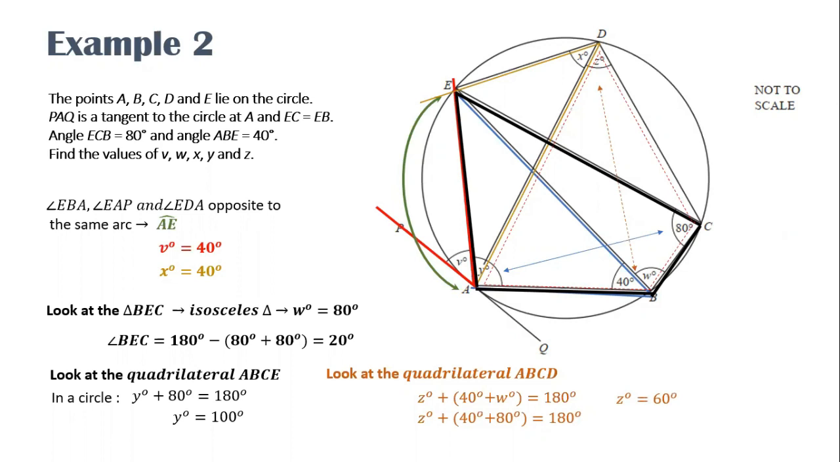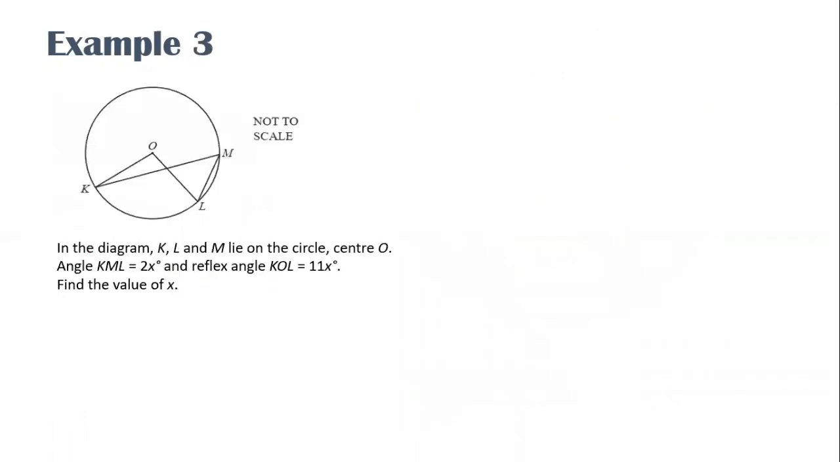Okay, students, we go to the next example. Example 3. In the diagram, K, L, and M lie on the circle, center O. Angle KML is 2x degrees. Okay, I will show you this one, right? KML, 2x, this one.